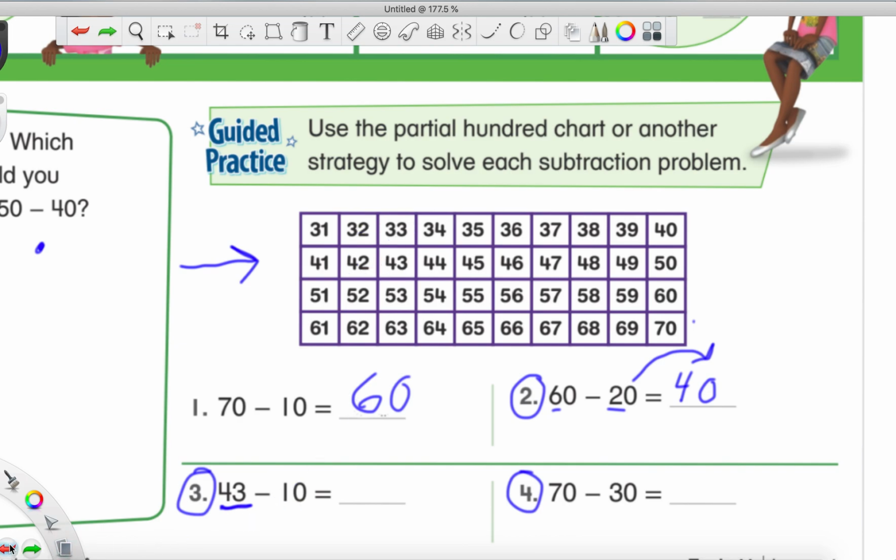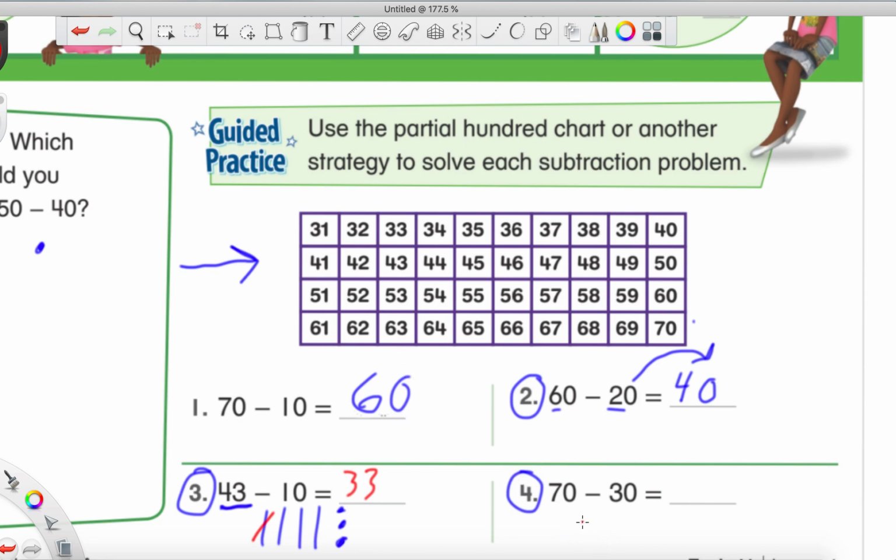Another way you could think about it is if you want to draw a picture, 1, 2, 3, 4 tens, right? And then 3 ones. 1, 2, and 3. You take away a 10. What do you have left? You have 3 tens and 3 ones. 33. The same answer we got on that 100 chart.